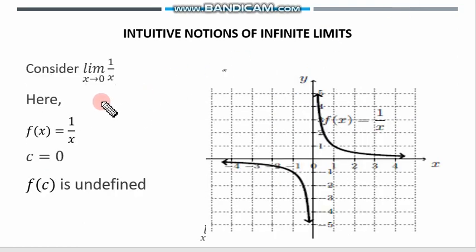Another one: the limit of 1 over x as x approaches 0. So 1 over 0 is undefined. So we will just use the table of values or the graph of the function. Now, here we use the graph of the function. We can see that as our graph approaches the value of c, which is equal to 0 from the left, the value of f of x, or the y, approaches negative infinity.